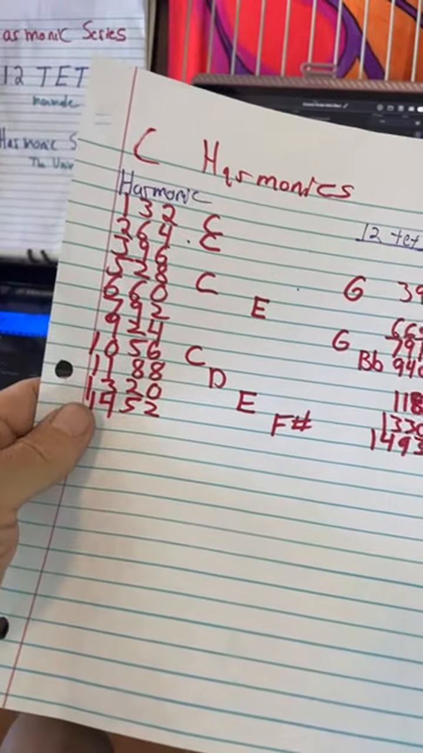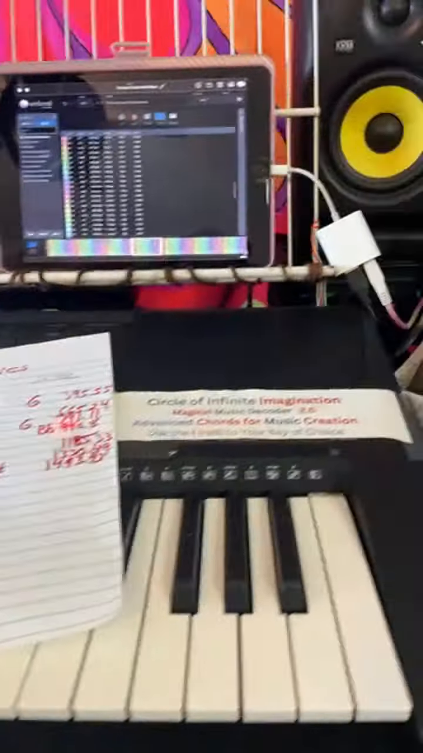All right, because I was geeking out on this on the harmonics, so I got out a good old pen and paper.